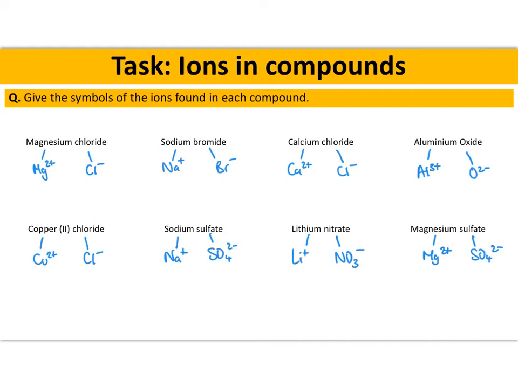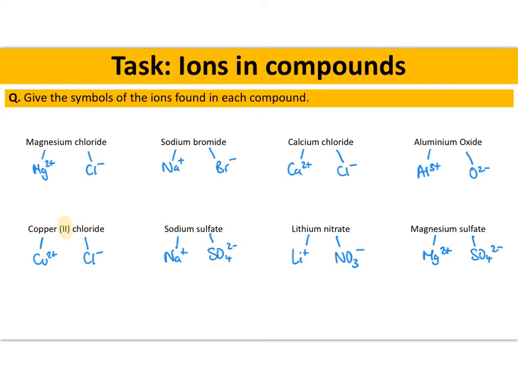Just down on the bottom left here, copper(II) chloride. Copper's a transition metal, so we can't tell. It doesn't have a group number to help us work out the charge, and that is where the Roman numeral becomes important, because that Roman numeral is telling us the charge on that copper ion. So it's telling us it's a 2+ charge copper ion.